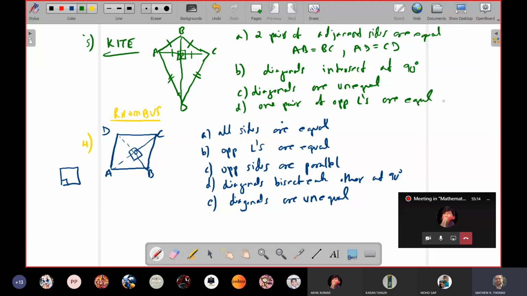So which pair is equal? Angle A and C are equal. If you look at B and D, they are not equal. B is a larger angle, D is a small angle. But if you look at A and C, they are equal.